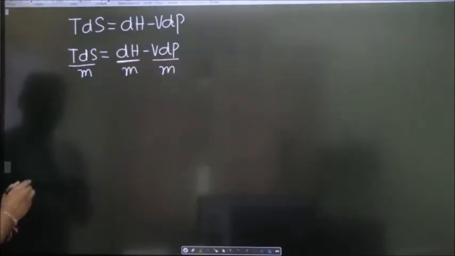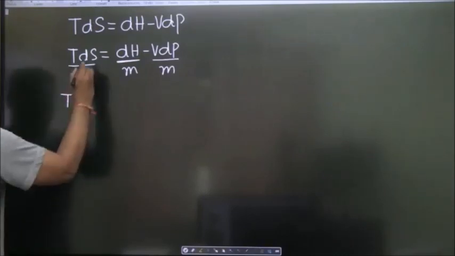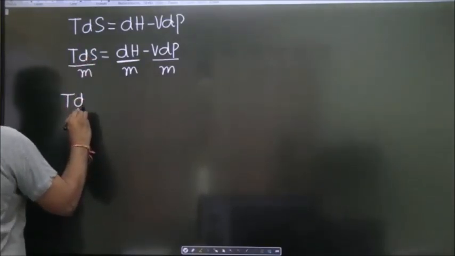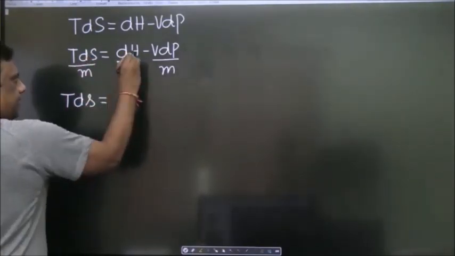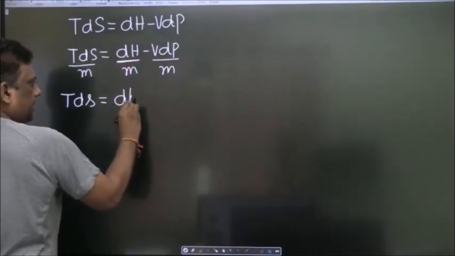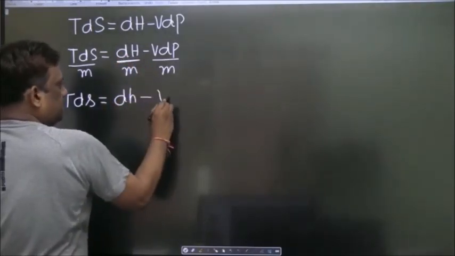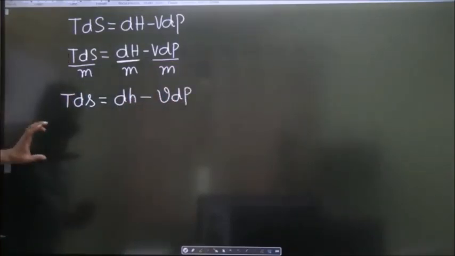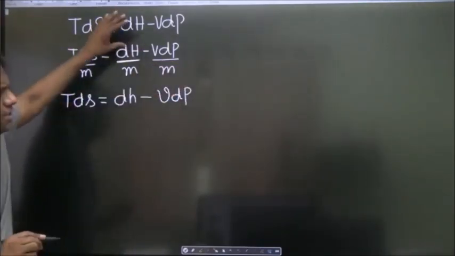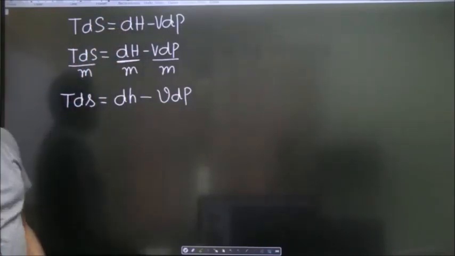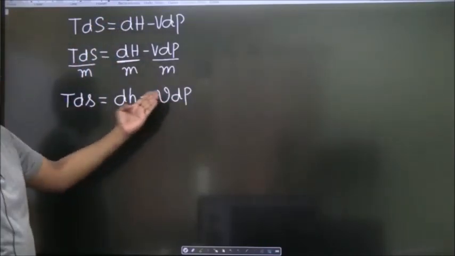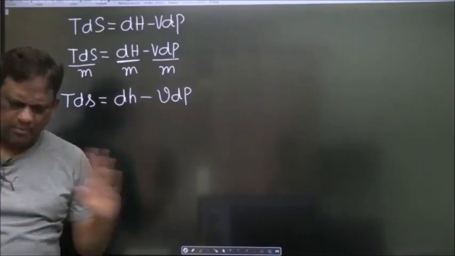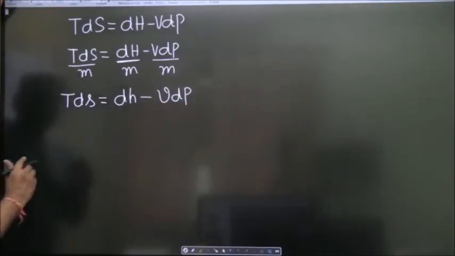On both sides I divide with mass. So this can be written as entropy by mass, which I'll write as small s, enthalpy by mass as small h, and volume by mass, the specific volume, dP. Either I can use this or this, both give the same meaning, because if you want the total, I'll multiply with mass. If you want the specific, I use this equation. No problem at all.